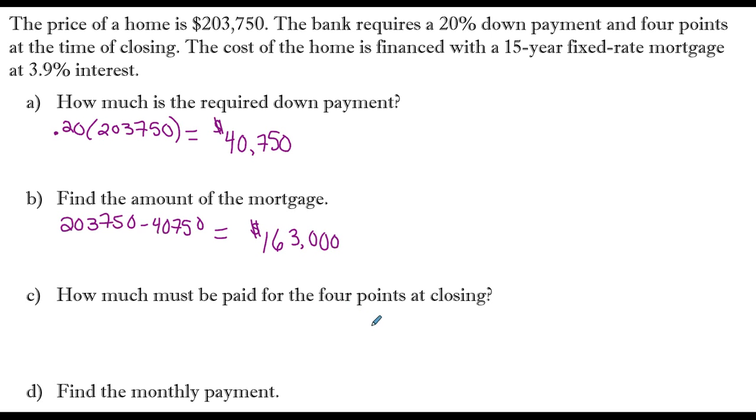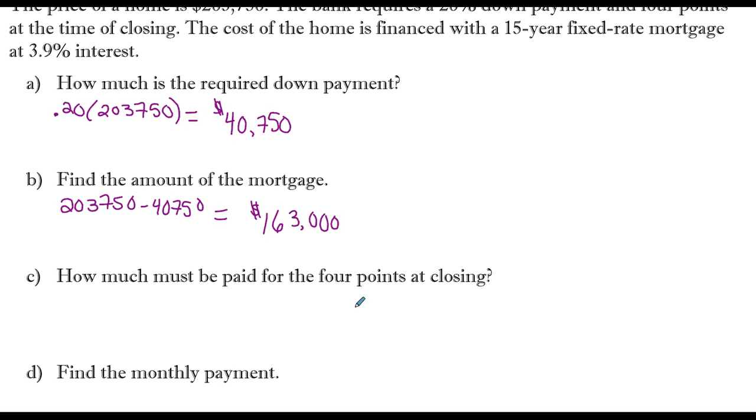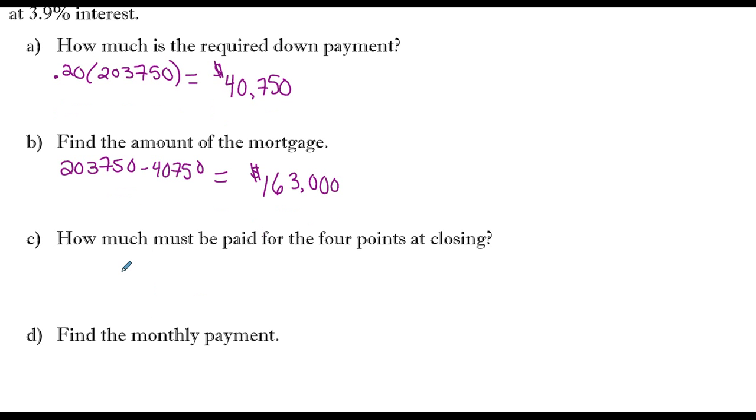Points at closing are used as basically a monetary amount that you would pay the bank to help reduce your interest rate. So these are a flat fee, and you pay 1% of the mortgage amount per point. So if you have 4 points at closing, then that would be 1% is 0.01 times the 4 points at closing times your $163,000, which is $6,520. So this is what we would pay for 4 points at closing to the bank.